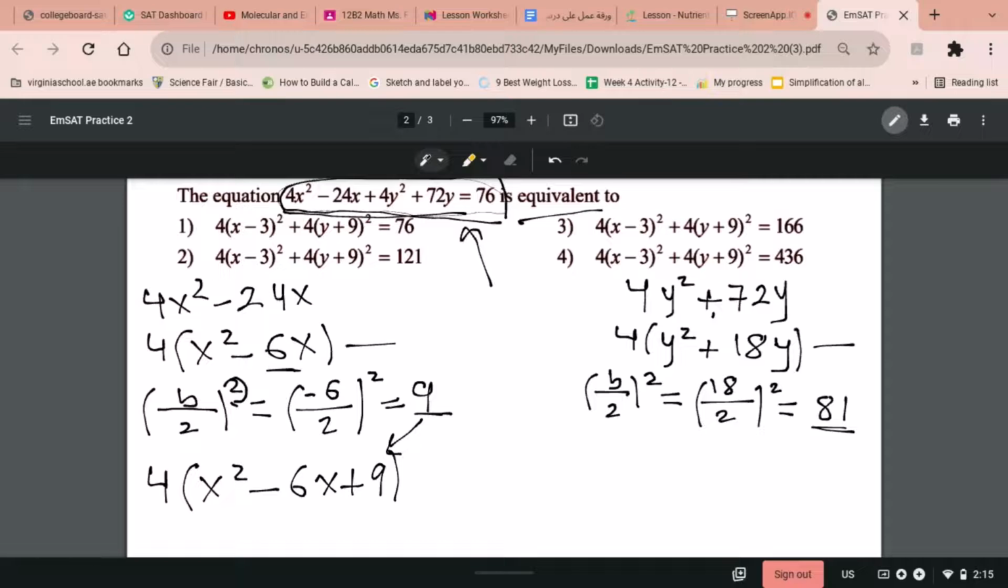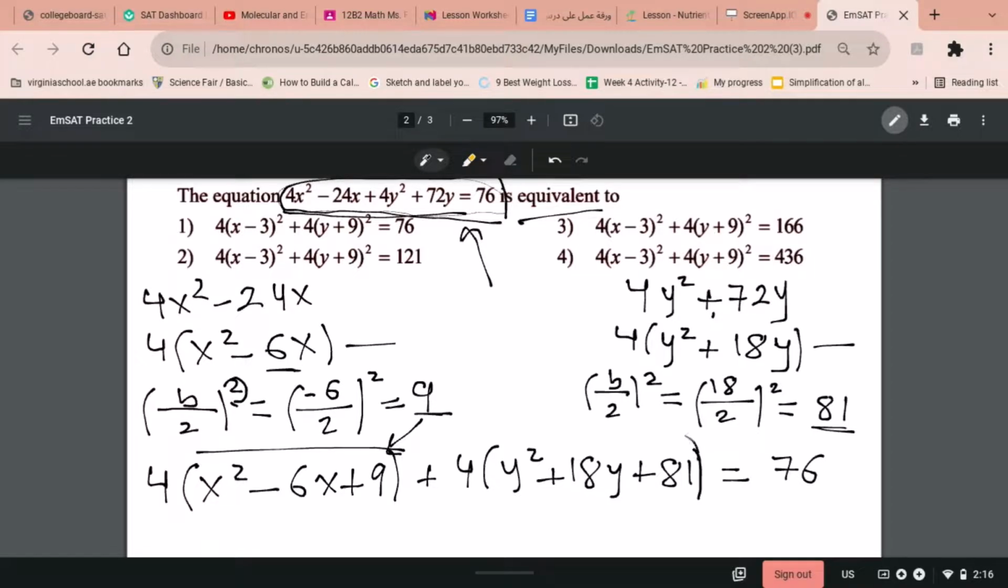Then the second one is plus 4 times y squared plus 18y plus 81, equal to 76. When you see the four choices, you see the answer should be in a square form. So how to turn these two expressions into a square form?